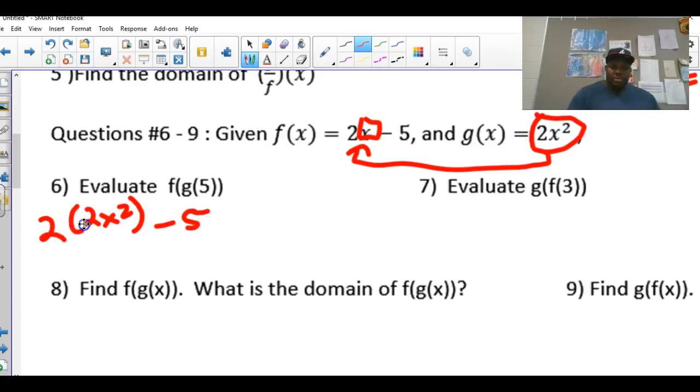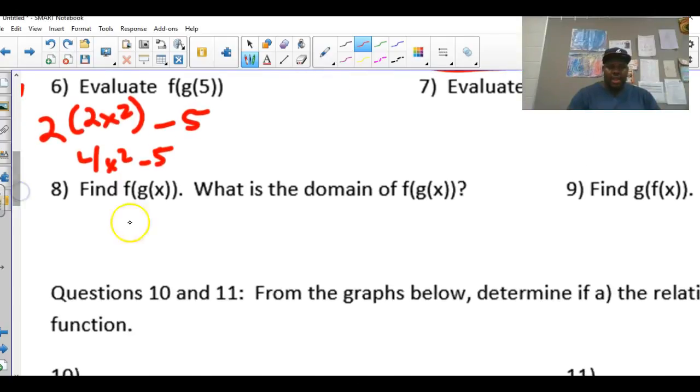Right here we can multiply these two, so 2 times 2x squared is 4x squared minus 5. This is it. This doesn't simplify anymore. This is what we get for this problem right here. I'm sorry, I'm writing all this up here. I don't want to confuse anybody. This is number 8, guys.